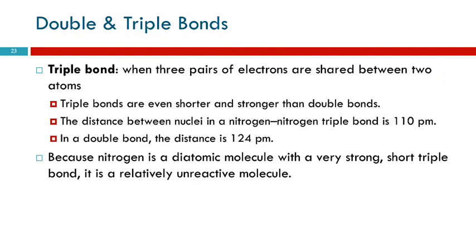Triple bonds are even shorter and stronger than double bonds. The nitrogen-nitrogen triple bond distance is 110 picometers. If you have a double bond, it's 124. So the more pairs of electrons that are being shared, the closer those atoms get together, and the harder it is to tear them apart. So nitrogen is a diatomic element, N2, and it's very stable because it has that triple bond. Nitrogen is the main component of air, and it doesn't really react with much of anything.